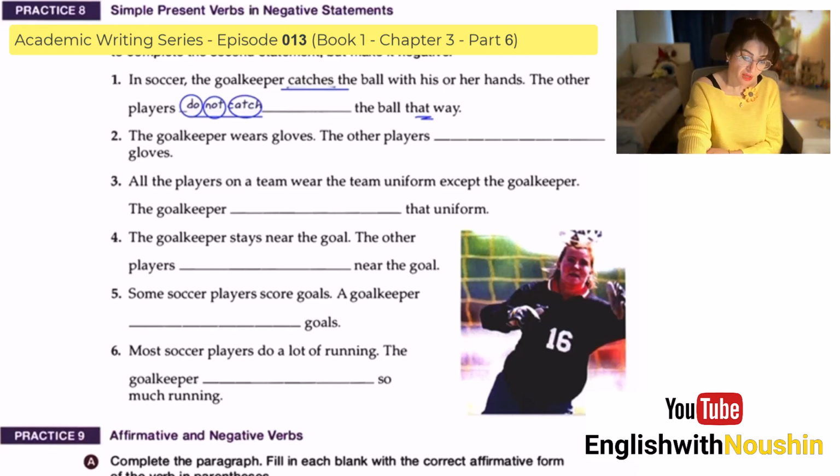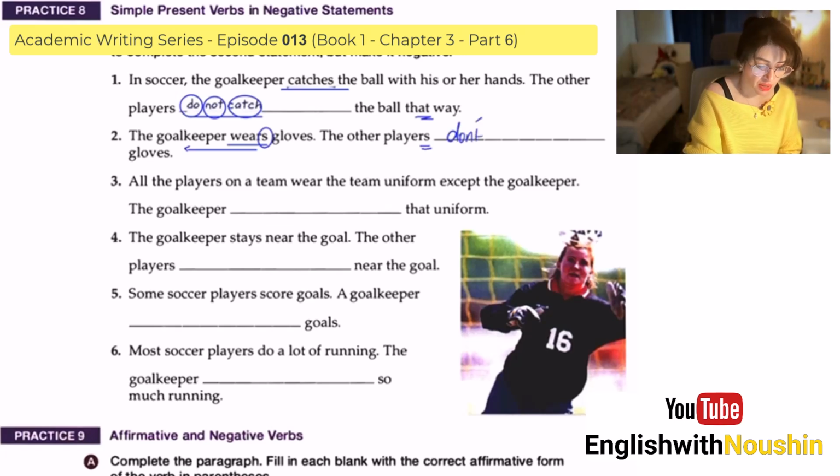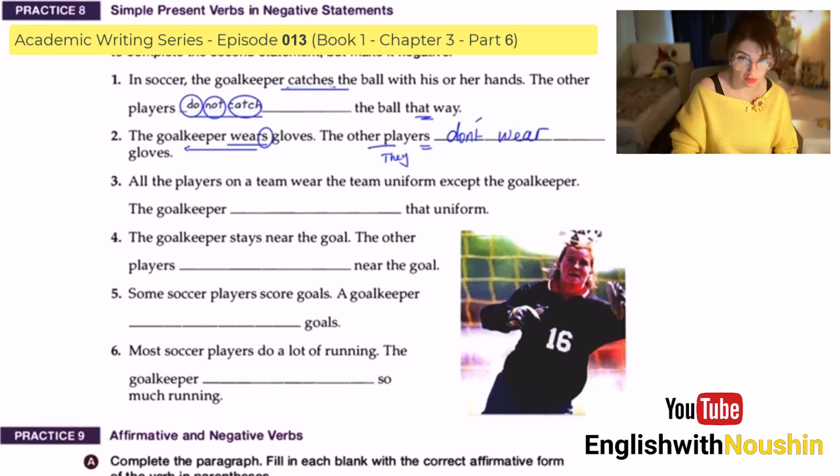Number 2. The goalkeeper wears gloves. What's the main verb? Wear. And it's wears because you're talking about he or she. The other players, plural, so I need don't. And then I need the verb, gloves, players, the other players, or they, yeah, don't wear gloves.